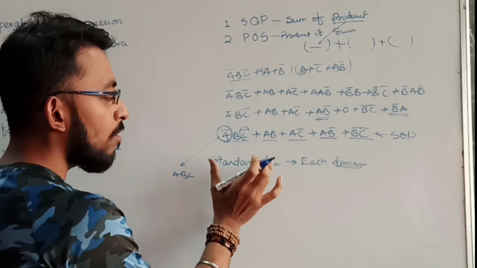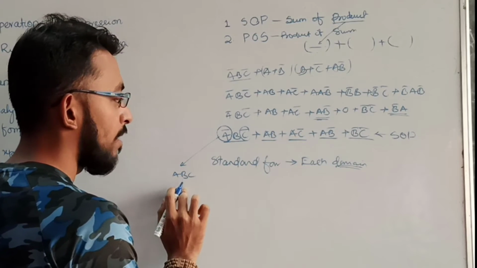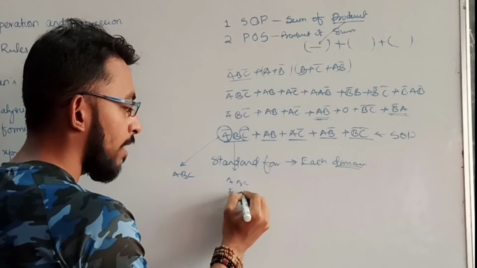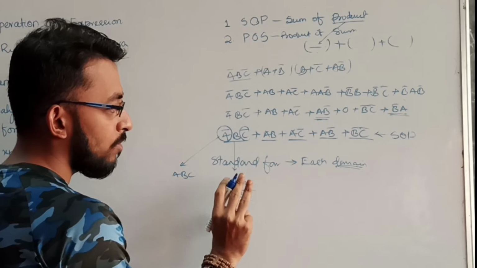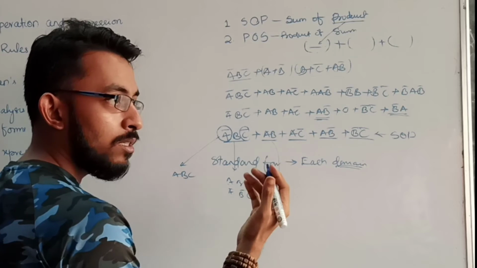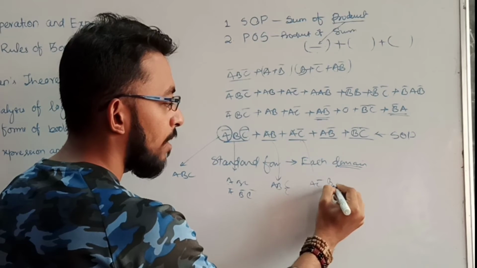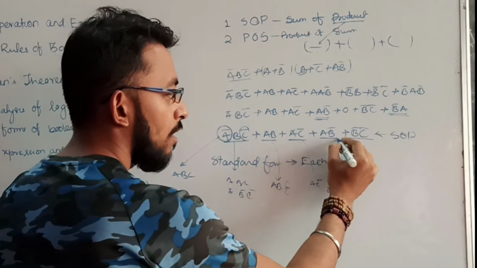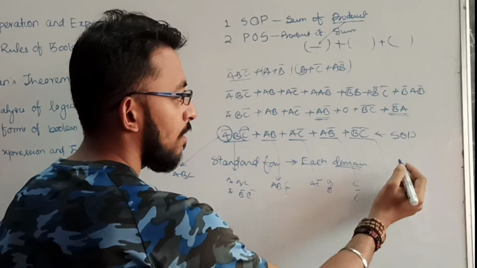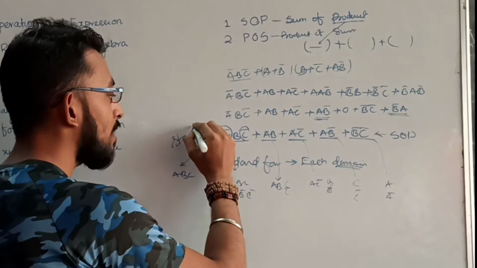But standard form will be that form in which each term has the same number of domains. It means this term should have A, B, C, either A or complement of A, does not matter, but it should have the three terms. This term is not in standard form, only A, B is there, C or C bar is not there. Here it is A, C bar; B or B bar is not there. Here C or C bar is not there. Here neither A nor A bar is there. It means this form is not a standard form. It is a SOP, but not a standard SOP.